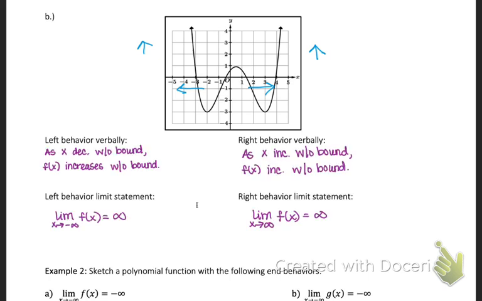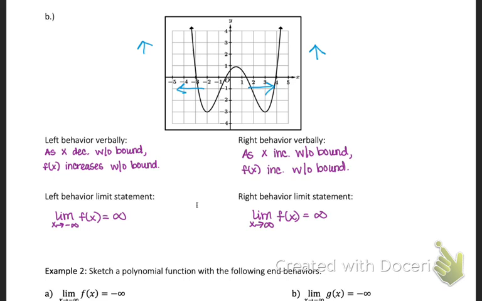All right, here's what we should have. As I move to the left, my arrow is going up. So as x decreases without bound, f of x increases without bound. So the fact that x is decreasing means we're going to the left, and the fact that f of x increases is because the arrow is up. On the right, as x increases without bound, f of x also increases without bound.